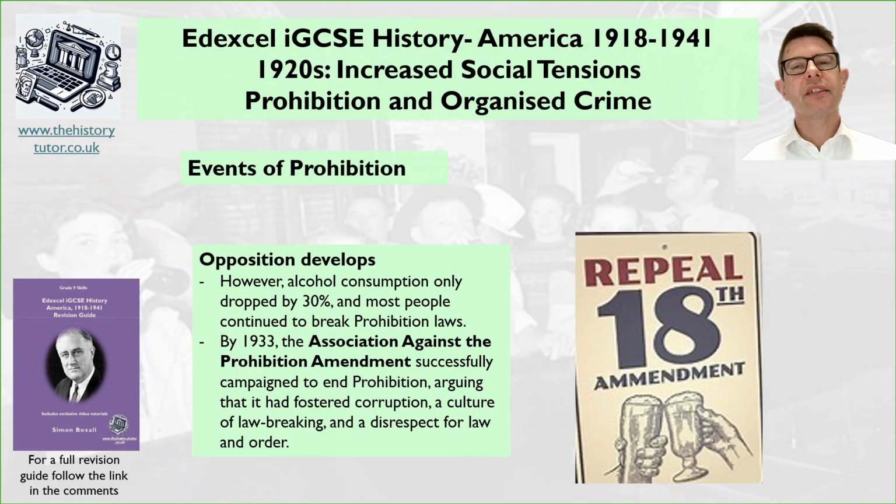Of course, opposition started to develop over time. Alcohol consumption had only dropped 30%. Generally, most people broke the prohibition laws. So by 1933, the Association Against the Prohibition Amendment had prohibition ended. It argued that it had created corruption, a culture of law-breaking and disrespect for law and order. Of course, if the vast majority of people are breaking the law, then people don't respect law and order.